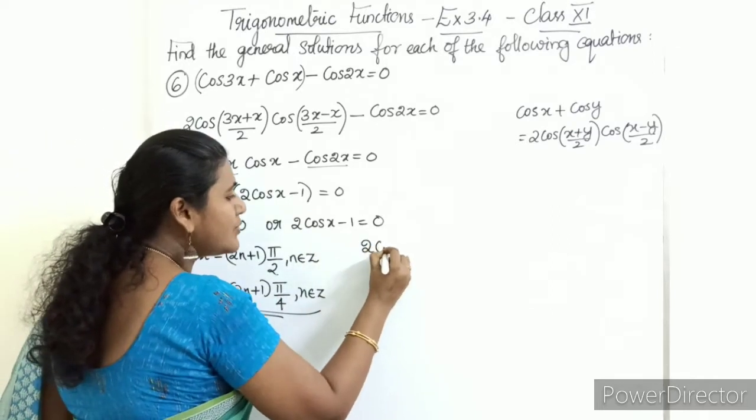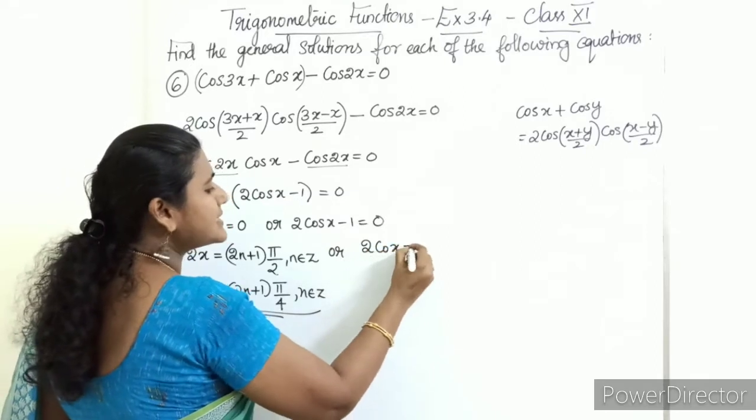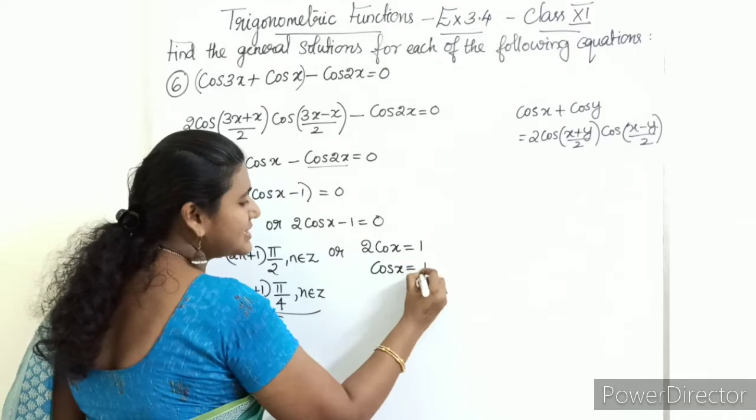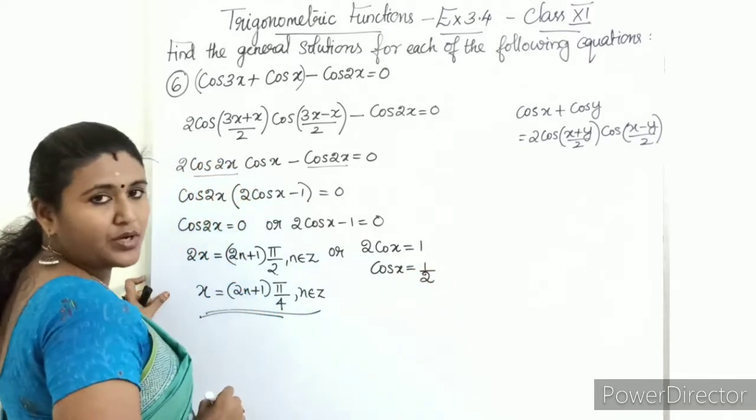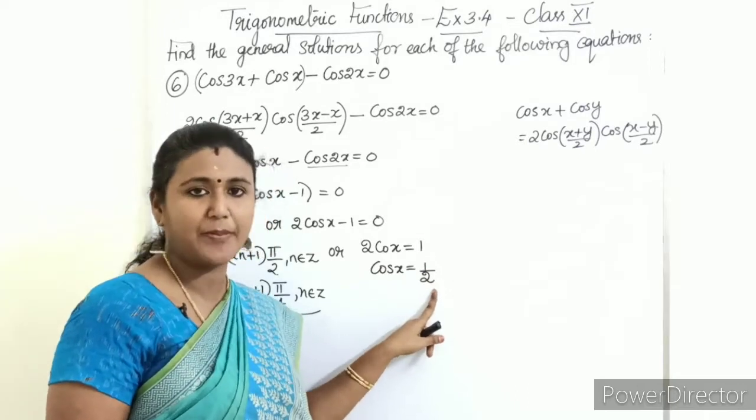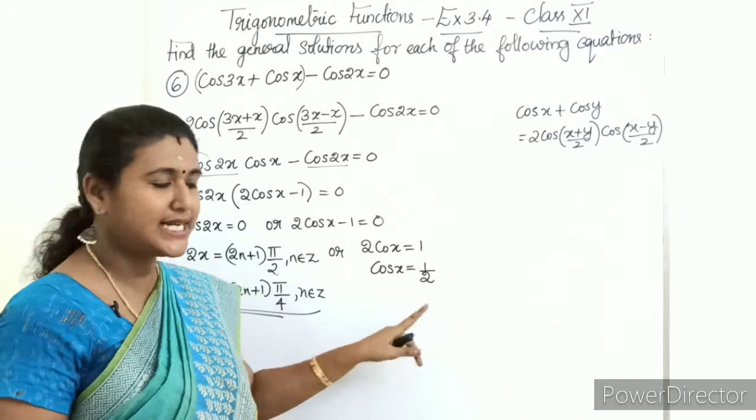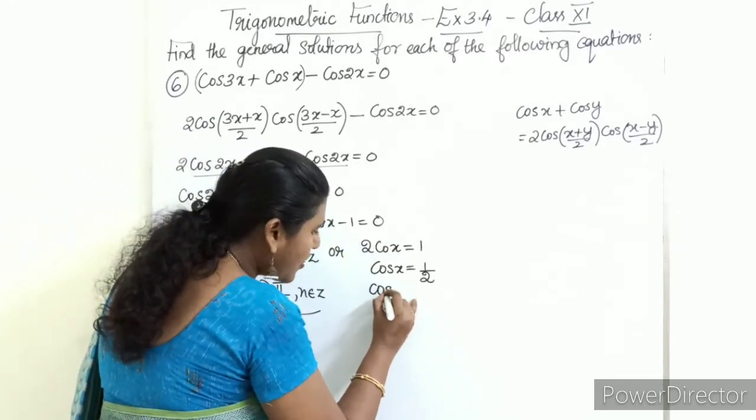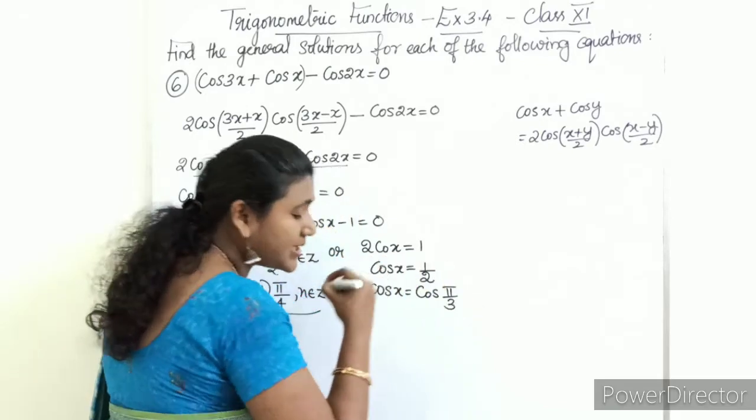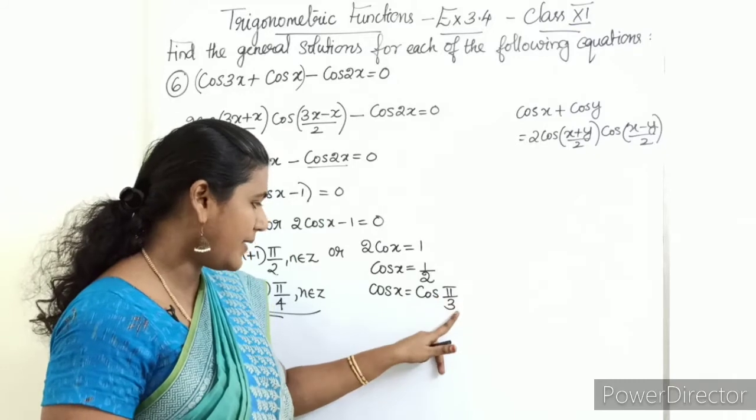Here we have 2 cos x is equal to 1. So what is the value of cos x? Cos x is equal to 1 by 2. Cos is positive, so we got cos x equal to plus 1 by 2. For which angle is the cos value 1 by 2? 60 degrees. So we can write cos x is equal to cos 60 degrees, that is pi by 3. So cos x is equal to cos pi by 3.